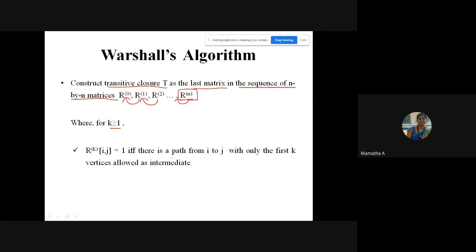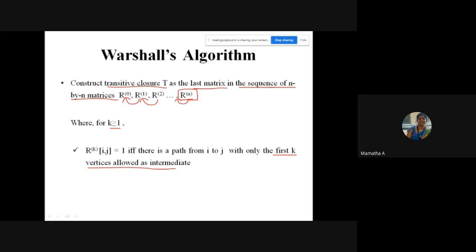There is a path from i to j, that is definite. But who are all the intermediate vertices? The first k intermediate vertices are allowed. First k. That means if R to the power 1 (i, j) is equal to 1, there is a path from i to j with only 1 acting as the intermediate vertex. R to the power 2 means there is a path from i to j with only the first k vertices, meaning first 2, 1 and 2, as the vertices allowed as intermediate.